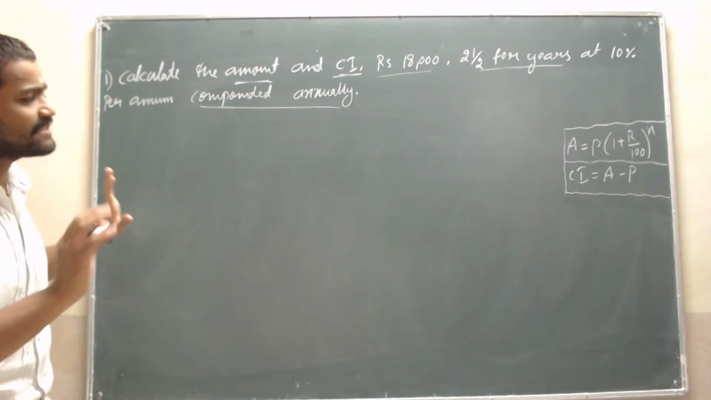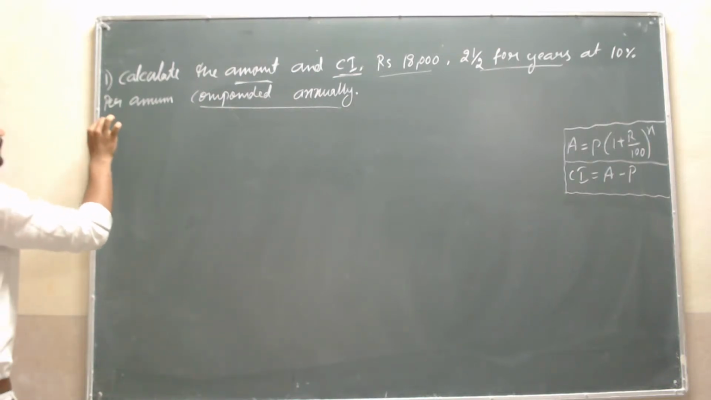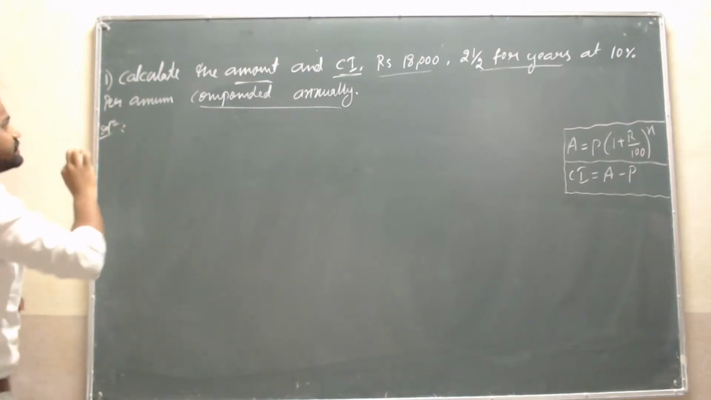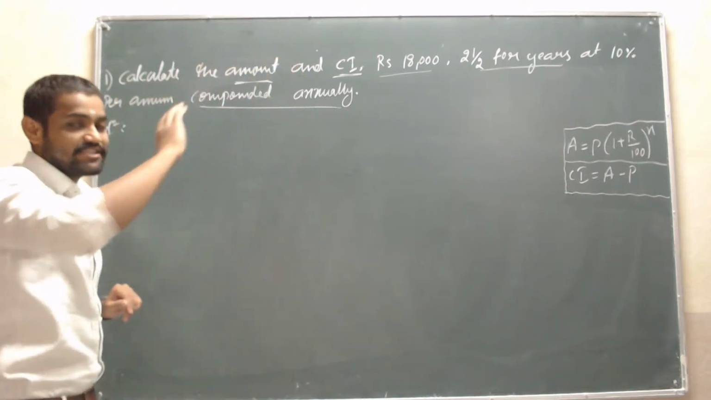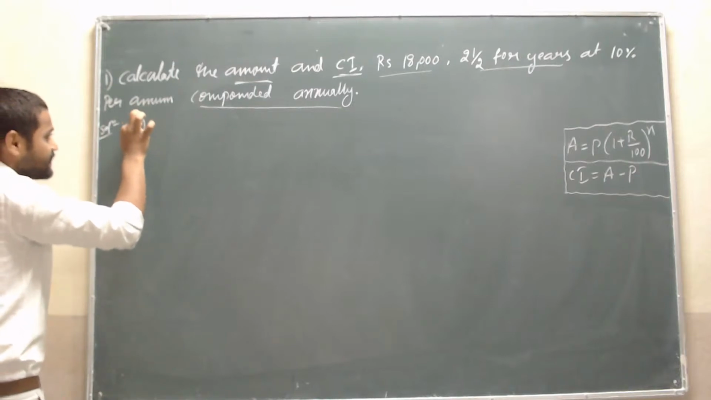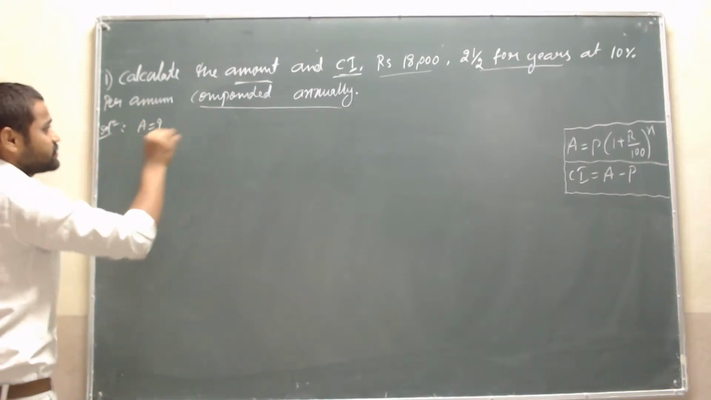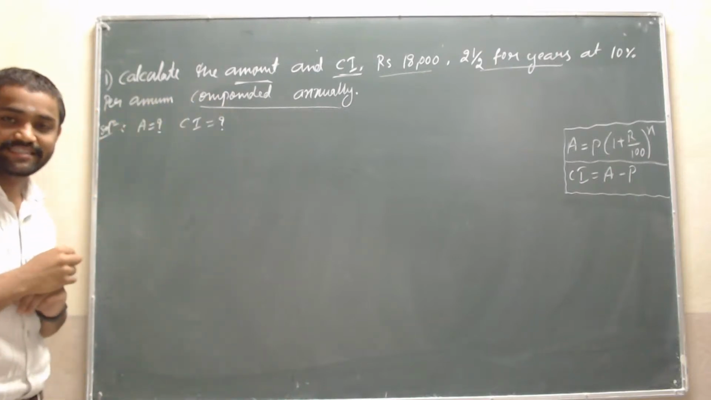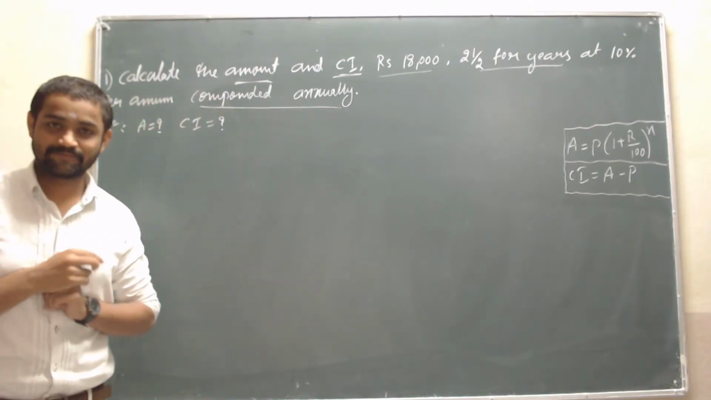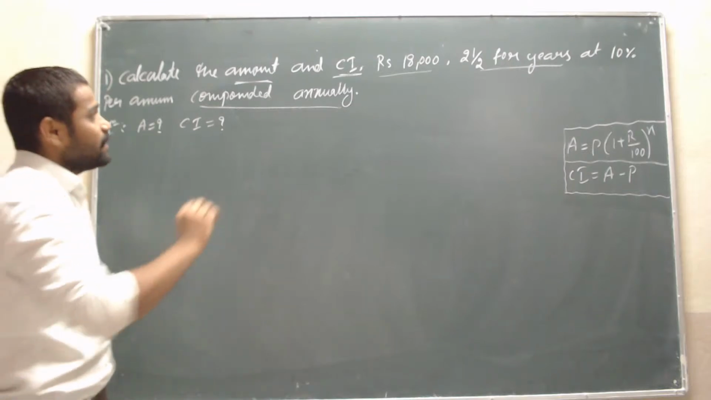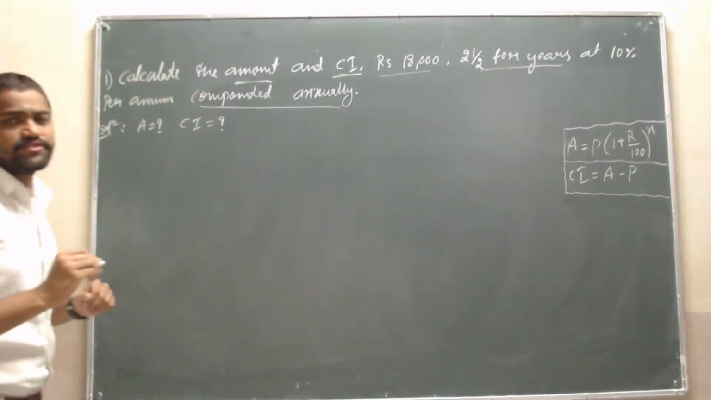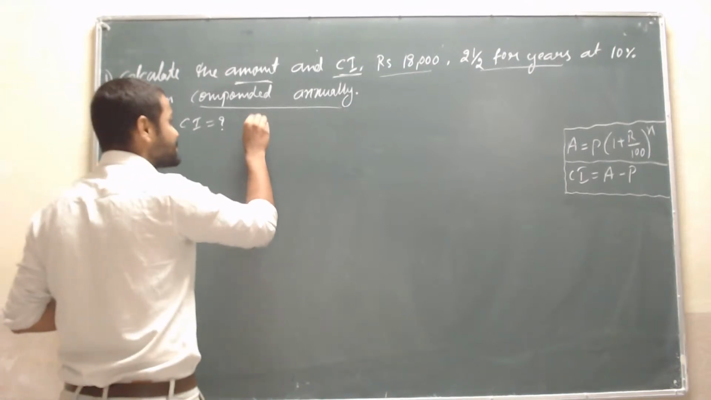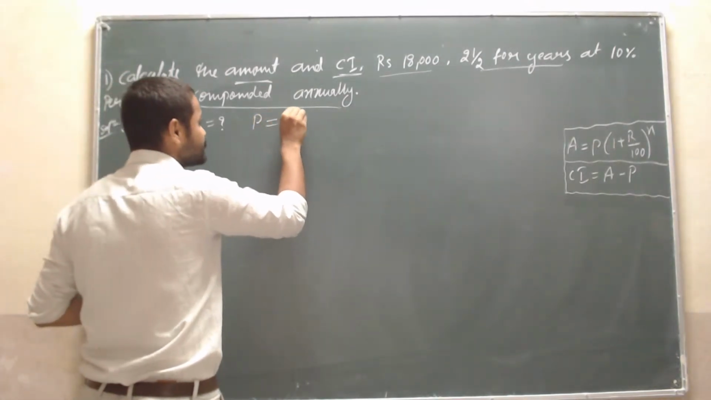So first I will write down the given data. Solution. We have to calculate the amount as well as the compound interest. Then 18,000 rupees, what is that? Yes, students, that is the principal amount.